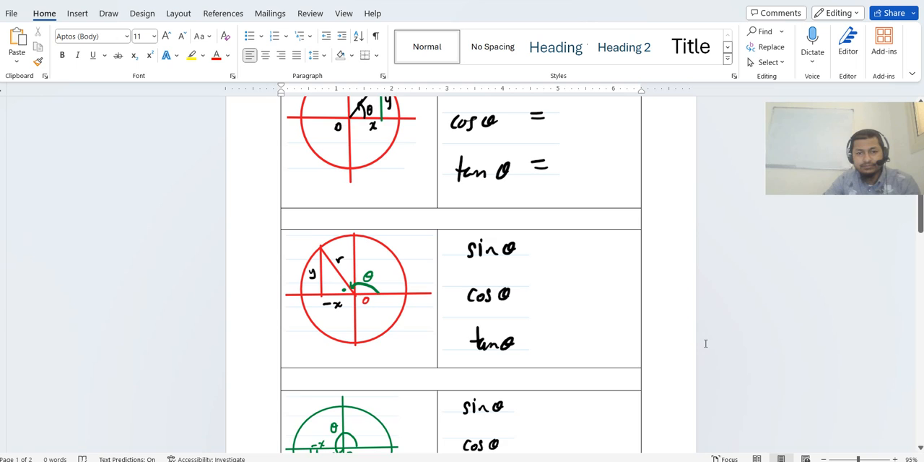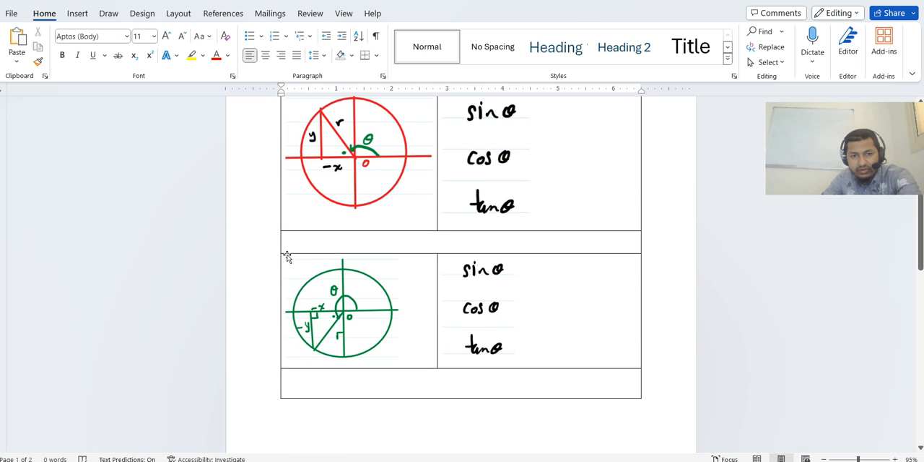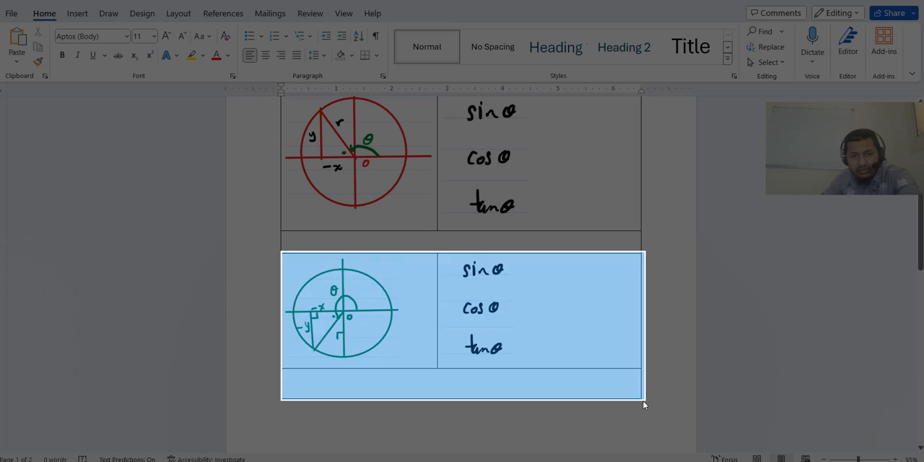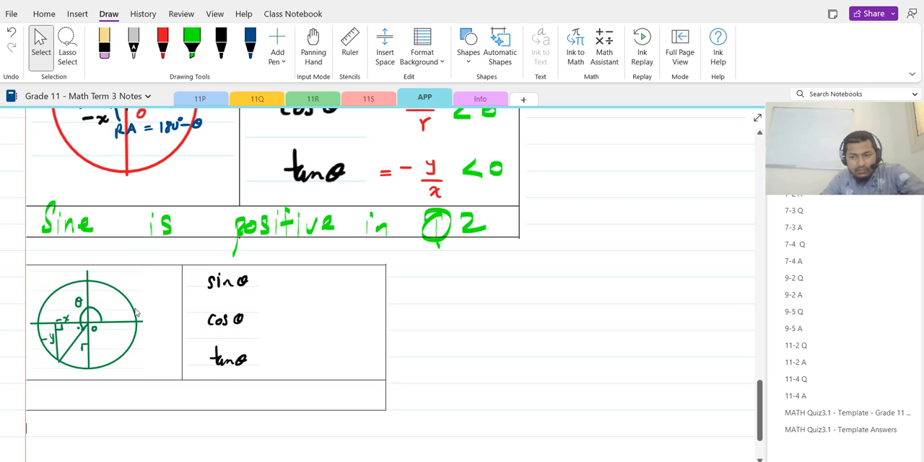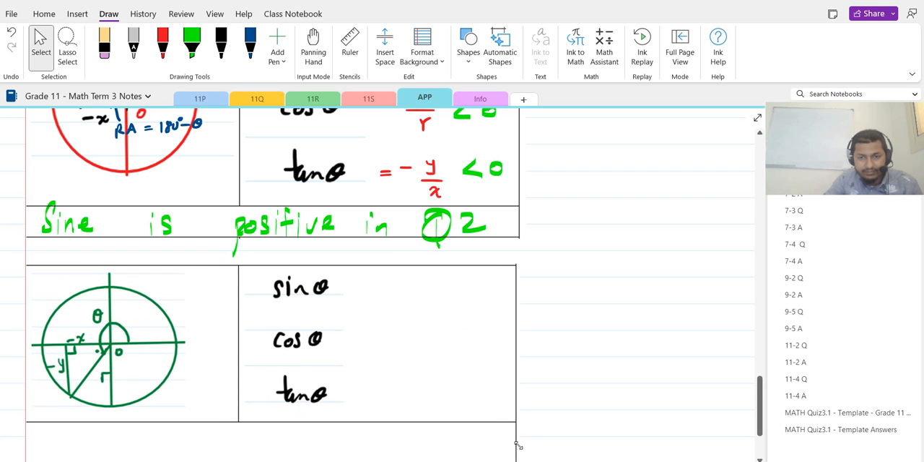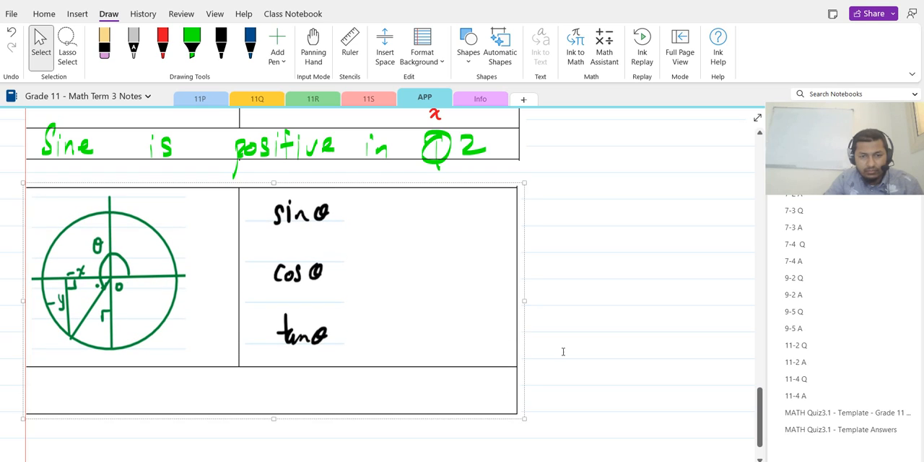Next one, looking at the third quadrant. Now I hope you got the hang of this. In the third quadrant, this is the theta angle, as I explained. You start from the right hand side, on the positive x-axis, and just touch the hypotenuse, in other words the radius of the circle. Going towards the left on the horizontal is negative x, and coming down is negative y.